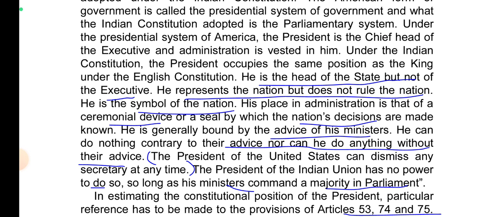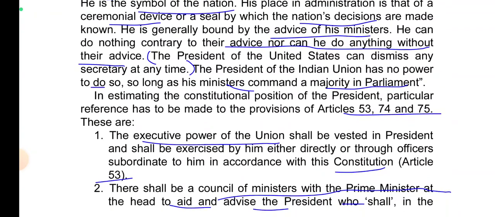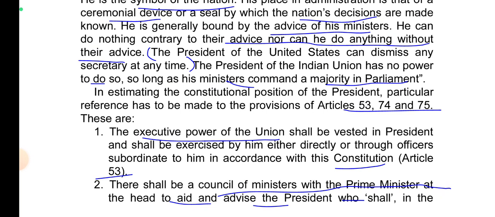Under the presidential system of America, the President is the chief head of the executive and administration is vested in him. Under the Indian Constitution, the President occupies the same position as the King under the English Constitution. He is the head of the state but not of the executive. He represents the nation but does not rule the nation. He is the symbol of the nation. His place in administration is that of a ceremonial device or a seal by which the nation's decisions are made known. He is generally bound by the advice of his ministers. He can do nothing contrary to their advice, nor can he do anything without their advice.